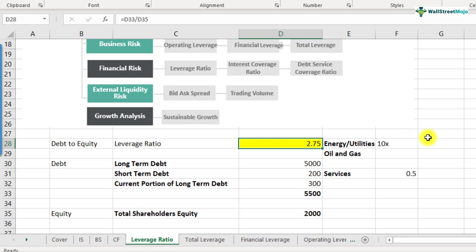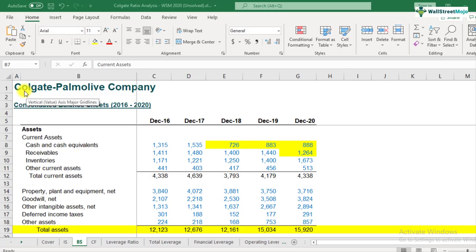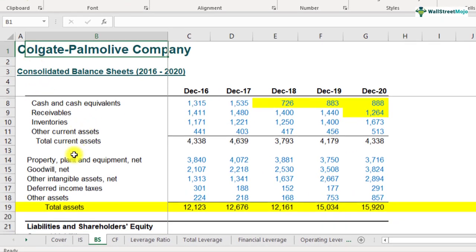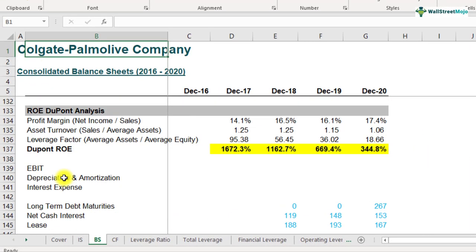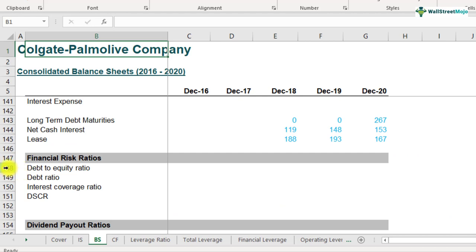Now let's look at how the leverage ratio or the debt to equity ratio of Colgate looks. Here is the balance sheet of Colgate, and I want you to scroll down to row number 148. This is where we will calculate the debt to equity ratio or the leverage ratio. If you remember the formula, debt contains all kinds of debt, short-term as well as long-term debt, and equity is nothing but the total shareholders' equity. We'll look at all of that in the case of Colgate now.